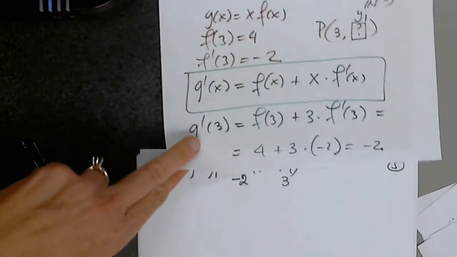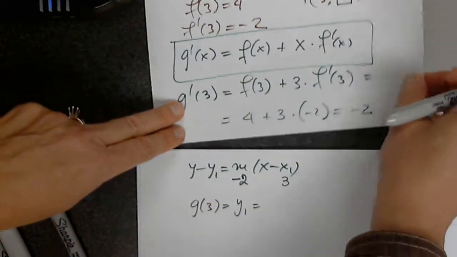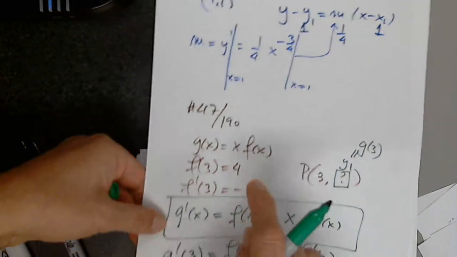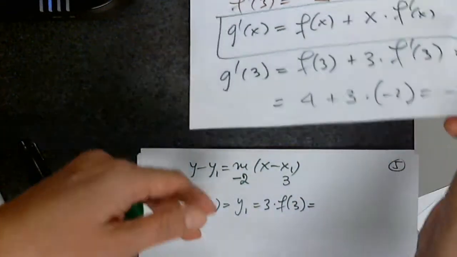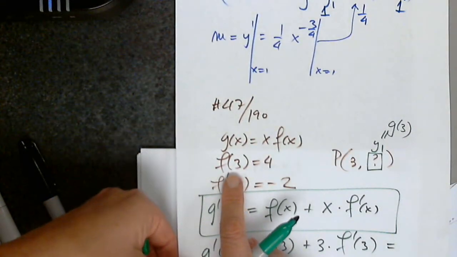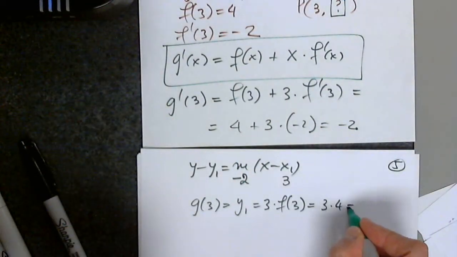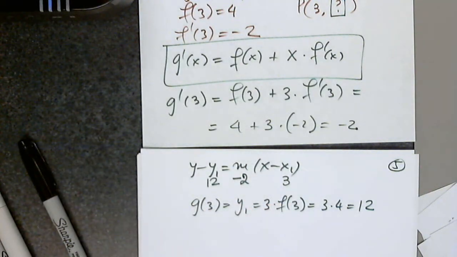So let's find g of 3. g of 3, which is my y1, is 3 times f of 3. Do I have f of 3? 4. So then I have 3 multiplied by 4, which is 12. And I have my y1. Is that good enough? Good. Perfect. Anything else?